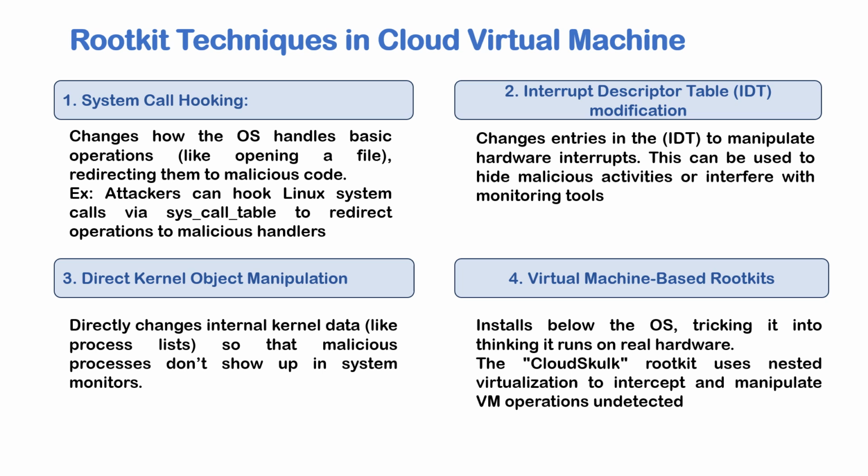IDT modification. This alters how the OS responds to hardware interrupts, giving rootkits the ability to mask their behavior from monitoring tools. Direct kernel object manipulation, or DKOM. Rootkits can modify kernel data structures, like hiding a malicious process by removing it from the active process list. Virtual machine based rootkits. Some advanced rootkits like SubVirt operate beneath the OS entirely, using nested virtualization to intercept all VM activity without detection. This technique makes a rootkit not just hard to find but also incredibly hard to remove.